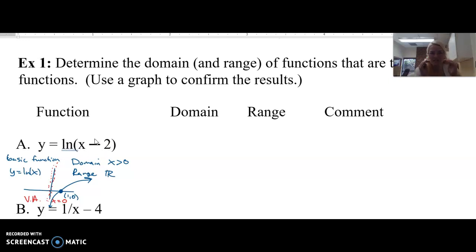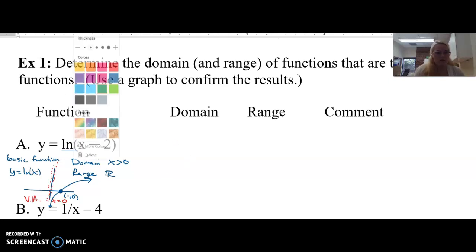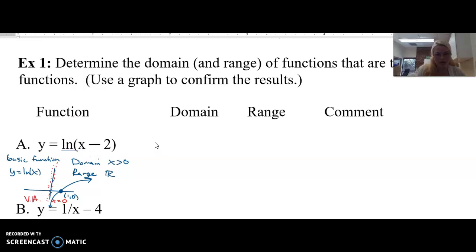When I change the inside of the function, this is called the argument of the function. So before, for my domain, let's go green. When I look at y equals natural log of x minus 2, before for my domain I needed x to be greater than 0. Now I need the whole argument, all of what's inside the natural log. I need x minus 2 to be greater than 0. I need to plug into my natural log function a positive value.